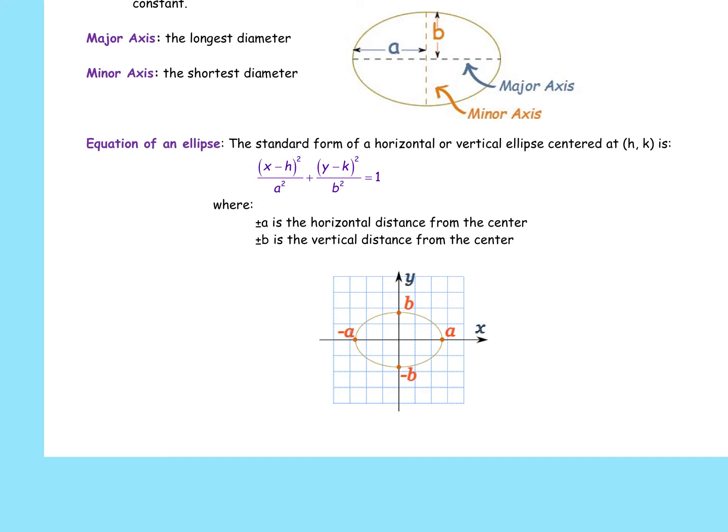Sit. No. Okay. The equation of the ellipse, and what we're going to be working with today, is right here. The standard form of a horizontal or vertical ellipse. So horizontal just means the stretch is horizontal. Vertical means my stretch is vertical. It is x minus h squared divided by a squared plus y minus k squared divided by b squared equals 1. Where plus or minus a is the horizontal distance from the center, and plus or minus b is the vertical distance from the center.